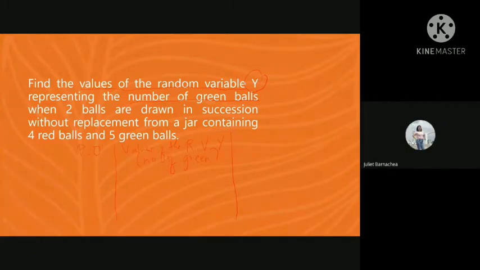So, let us now find, what are the possible outcomes? Give me one in the chat box. Green and then red, and then red and then green.